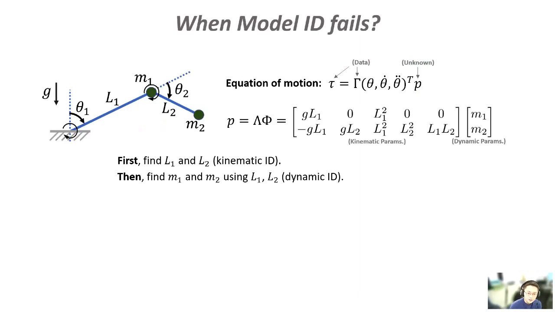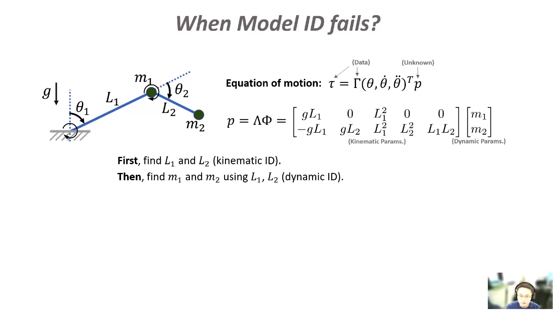For example, look at this simple 2DOF manipulator. We have to identify the link length L1 and L2, which are the kinematic parameters of this system, and identify the mass of the point mass M1 and M2, which are the dynamic parameters. From the Euler-Lagrange equation, we can easily derive the joint torques, denoted by tau, which can be decomposed into a known regressor matrix gamma and an unknown vector P, which is the lumped vector of the model parameters. This P vector is again decomposed into two terms. One is lambda, the kinematic term given by L1 and L2, and another term is phi, a concatenated vector of M1 and M2.